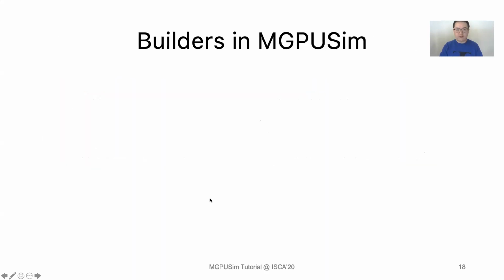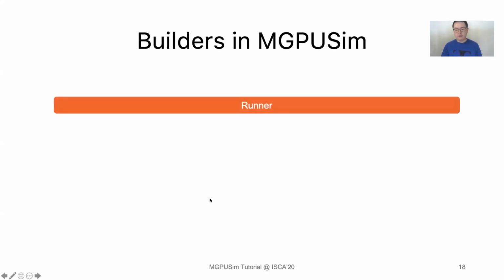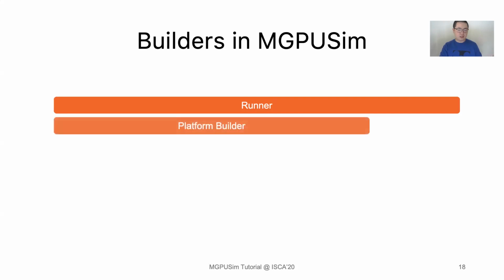So how do we build a system in MGPUSim? We define builders. At the beginning, the main function may use a runner. A runner actually contains two aspects. One is the platform, which is the hardware under simulation, and one is the benchmark. The benchmark itself is the program to run on the simulated platform. And to build a platform, we use a platform builder, which builds each GPU and the interconnect between the GPUs. It also builds the MMU unit. It also builds the driver.